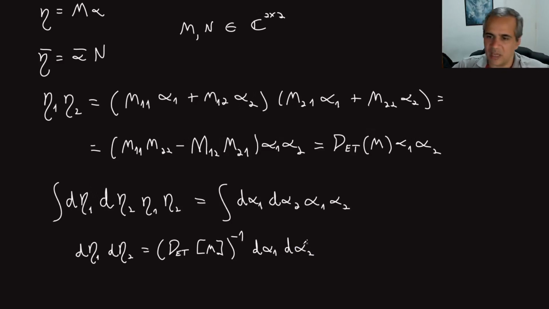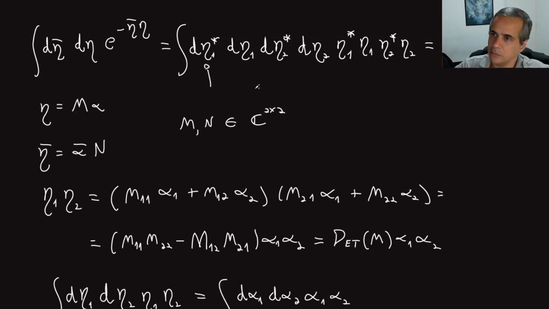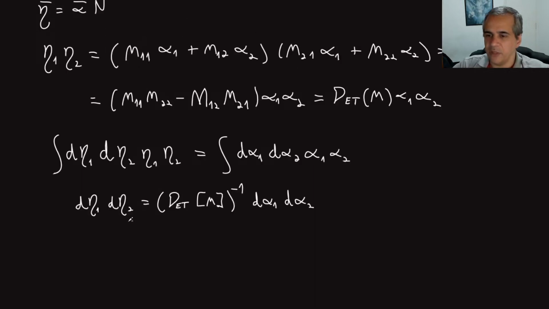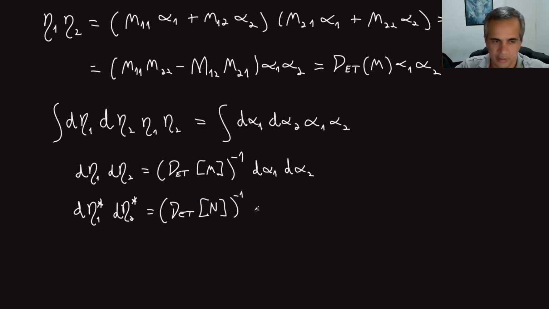Right? I could do the same for the other part, for these two. Now with n, right? And that would mean I would get by the same calculation, but now to the left side, right? The eta 2 star would be the determinant of n minus 1, the alpha 1 star, the alpha 2 star.